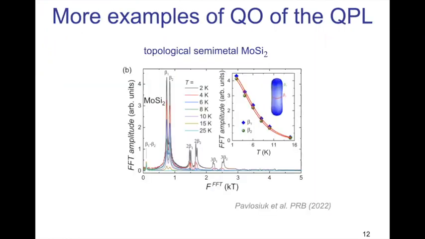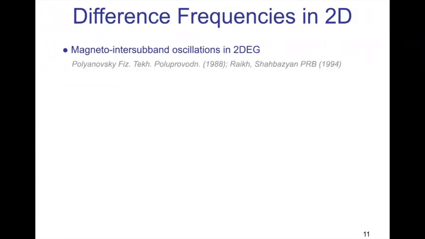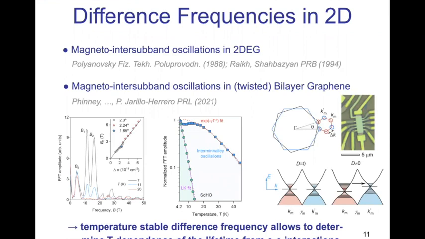In the 2D community, they're also used. For example, Pablo Herrero, who I think just left, measured this in twisted bilayer graphene, and there they used the temperature stability of these difference frequencies to determine the temperature dependence of the quasi-particle lifetime, because the difference frequency should not depend on temperature in this case. However, you can see a temperature dependence which you can associate to an increase or decrease in the quasi-particle lifetime. In this case, the quasi-particle lifetime comes not from impurities, but from electron-electron interactions.